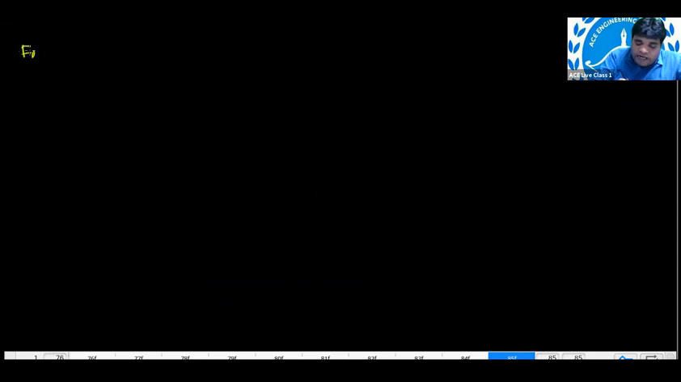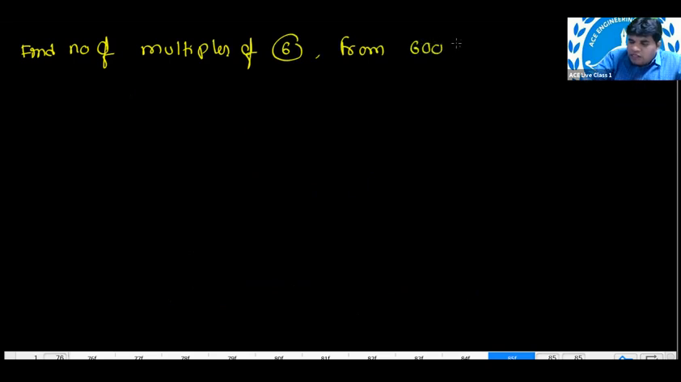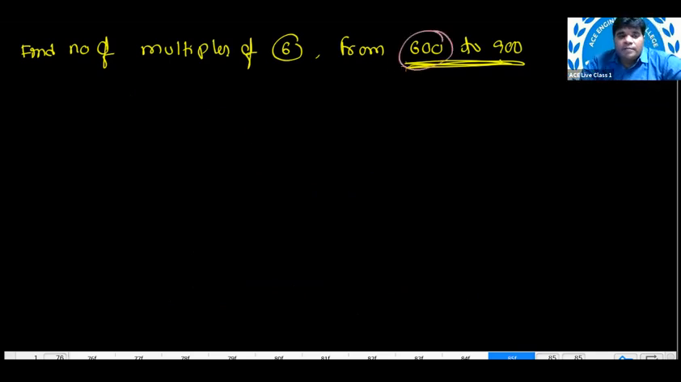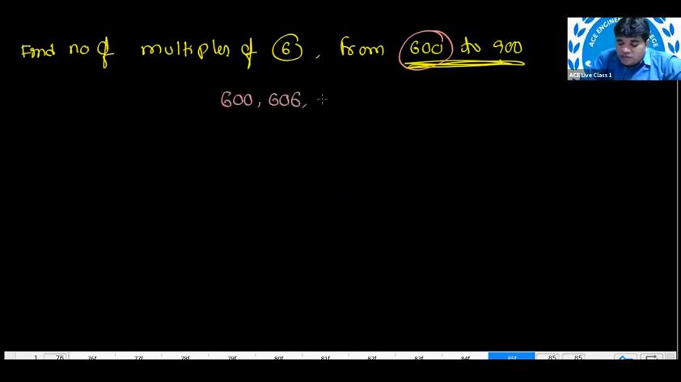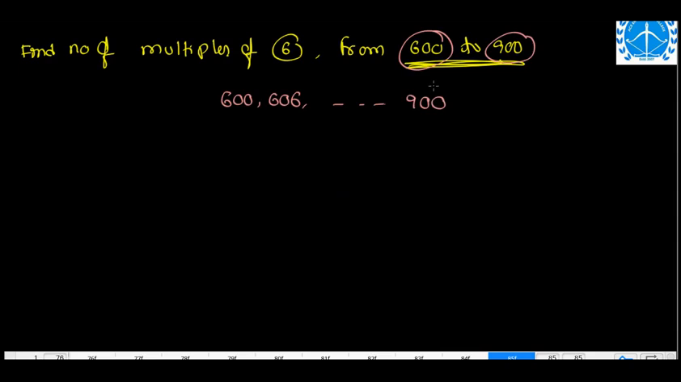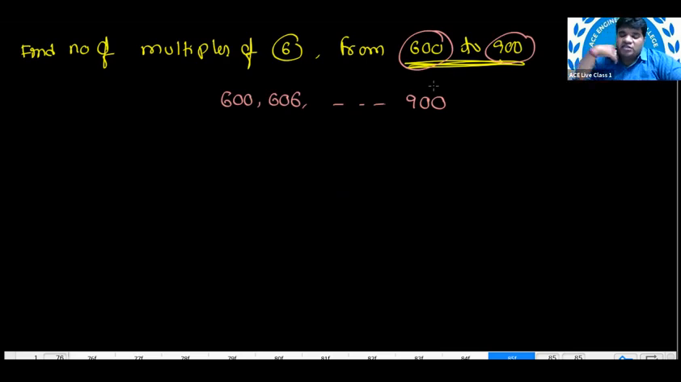Example: find the number of multiples of 6 from 600 to 900. First of all, is 600 a multiple of 6 or not? Yes, sir. So 600 is accepted. What is the next multiple? 606, up to 900. Is 900 a multiple of 6 or not? Yes, 900 is also divisible by 6. So 600, 606, until 900.